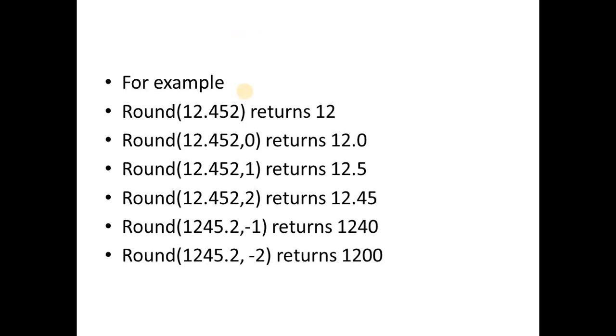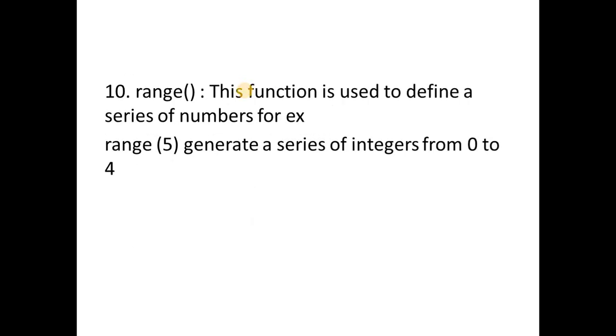Now the last two examples, you can see there is a minus sign. What does it mean? -1 means it turns to a multiple of 10, the lower multiple of 10, means the last digit before the decimal returns 0. -2 means it turns to a multiple of 100, means the last 2 digits before the decimal turn to 0.